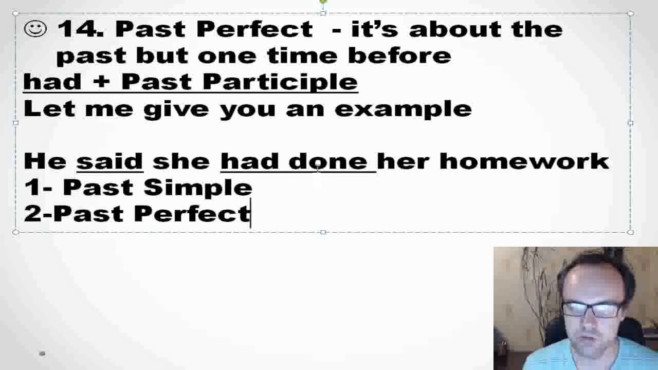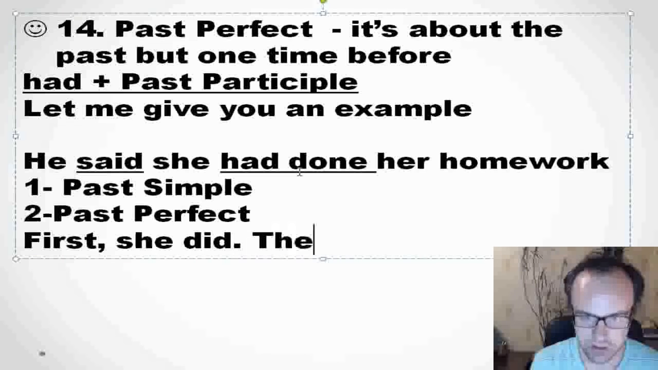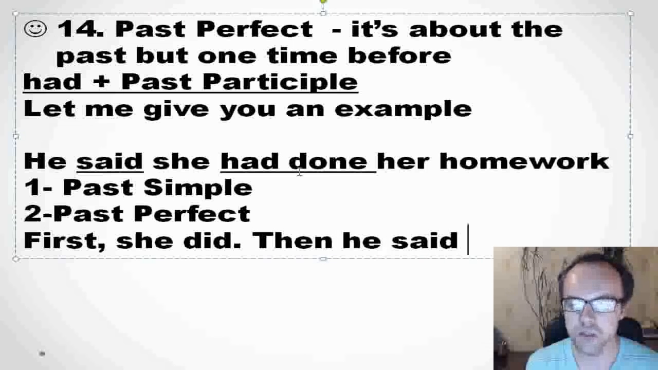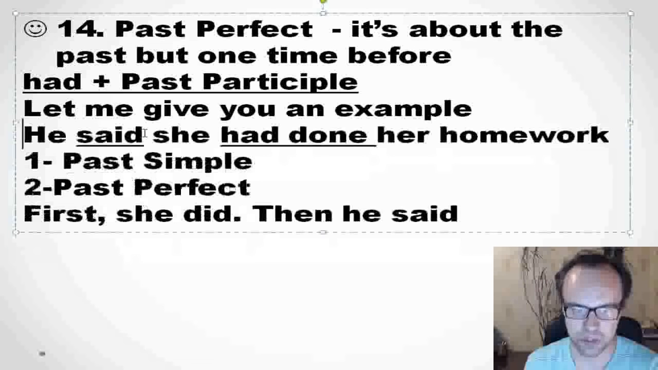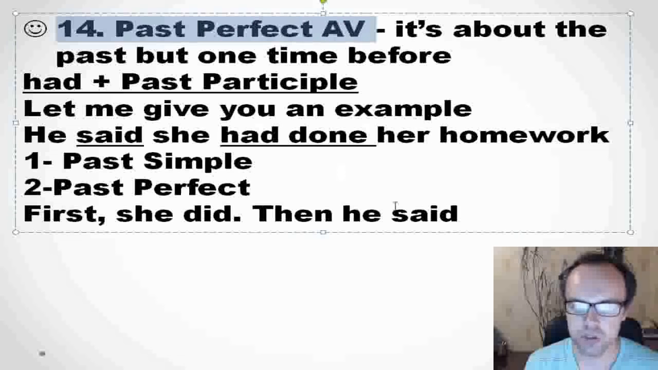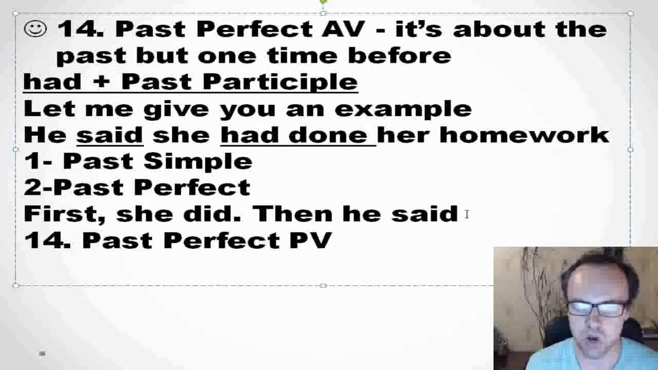You know that first she did, then he said. First she did, then he said, yeah? So we use past perfect, yeah? So it's one time before, okay? Good. So it's past perfect active voice. What about past perfect passive voice? How do you form it?